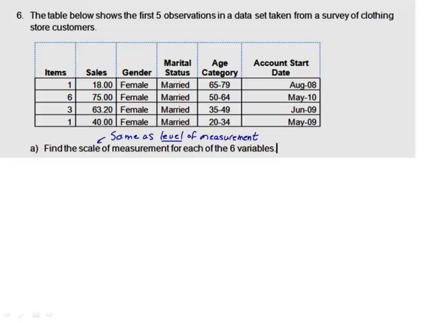So when we look at the different variables, we have the number of items, which would be a ratio level of measurement. The sales would also be a ratio. The gender would be nominal. Marital status would be nominal. The age category would be ordinal, because we could put that in order from youngest to oldest. And the account start date would be the interval scale.